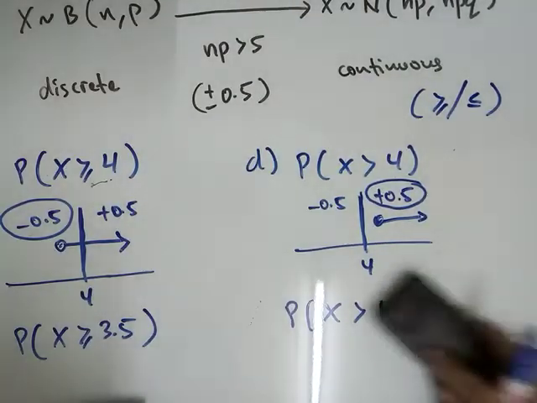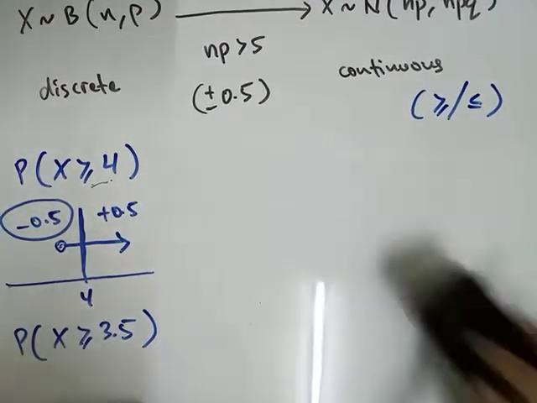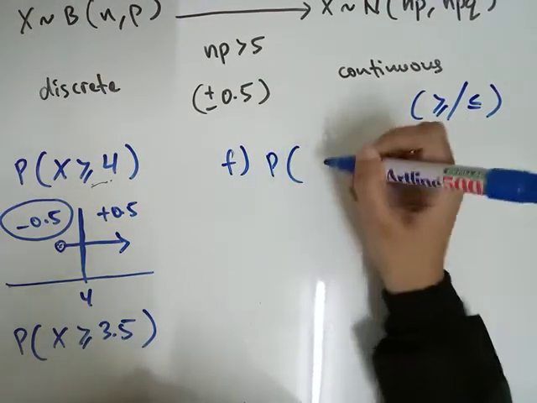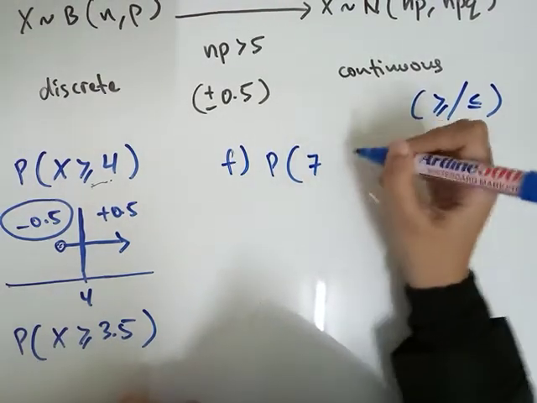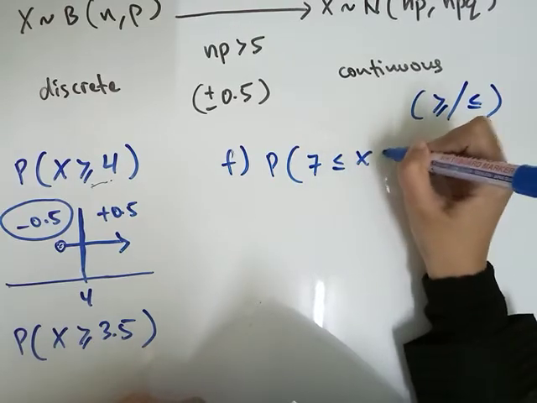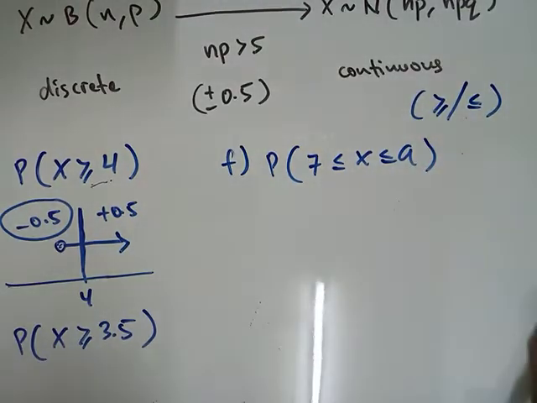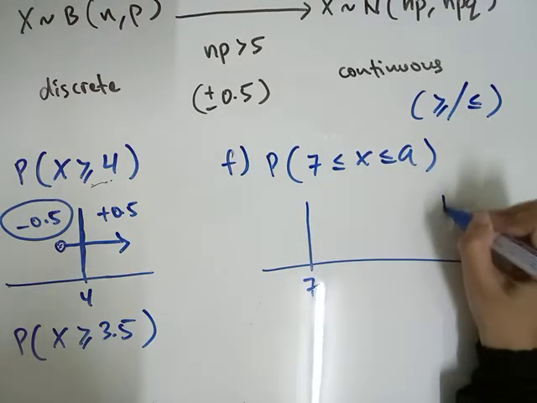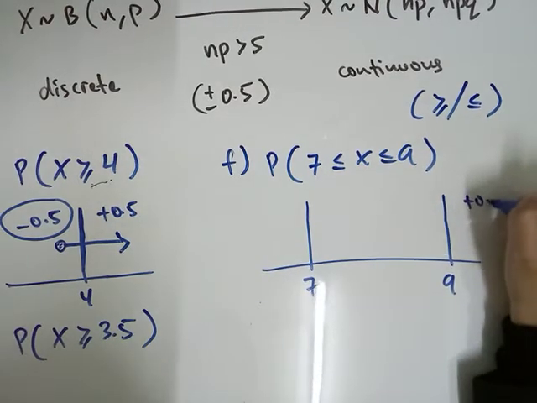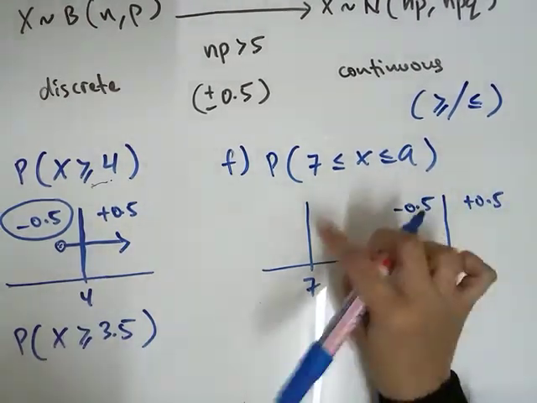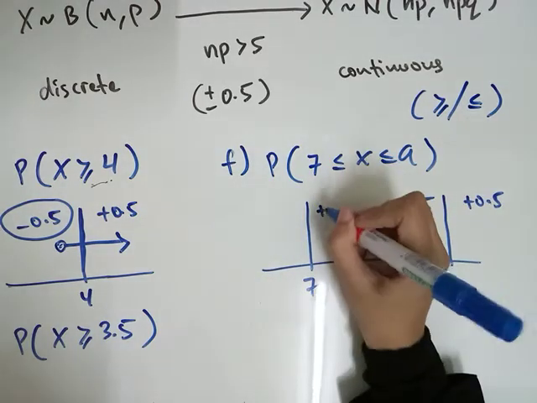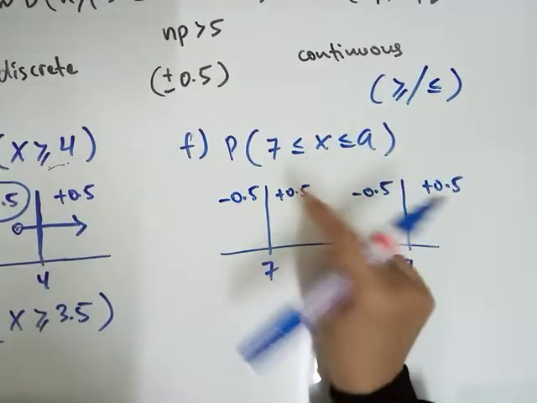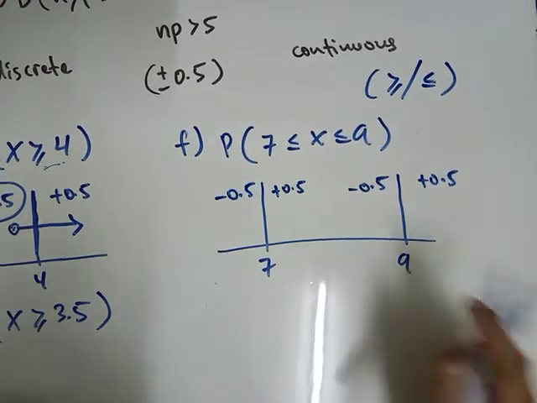F. F is probability, X in between 7 and 9. Then draw the line. Okay, for 7 and for 9. And then this one is plus 0.5, this one minus 0.5. For 7, this one on the right side is plus 0.5, on the left side is minus 0.5. Okay, dia ada dua sebab dia in between. Okay, so look at one by one.